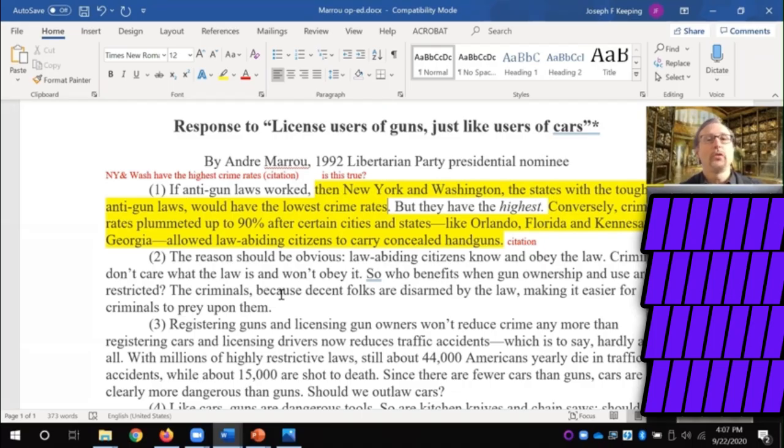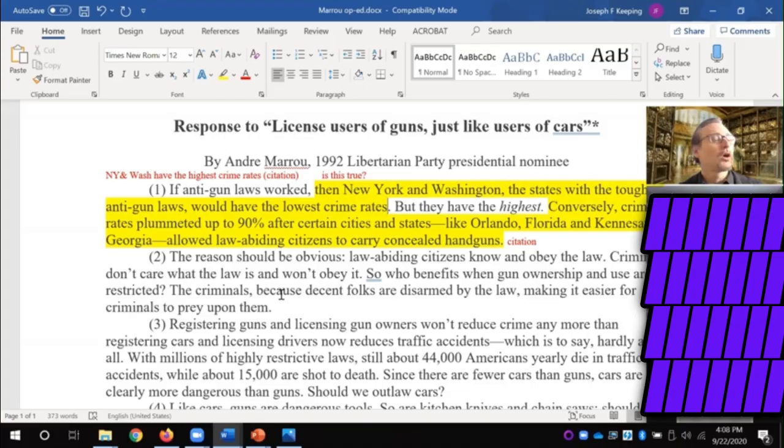And that could have been an oversight. Maybe Andre Marrou, 1992 Libertarian Party presidential nominee, is a first-year student in university? Probably not. It's a lot more likely that he didn't frame it that way, because if he had, the evidence wouldn't support his point of view. So this is another example of how you can lie with statistics.